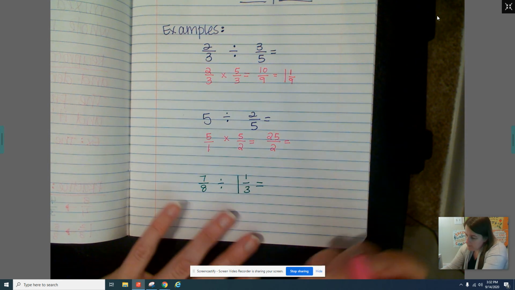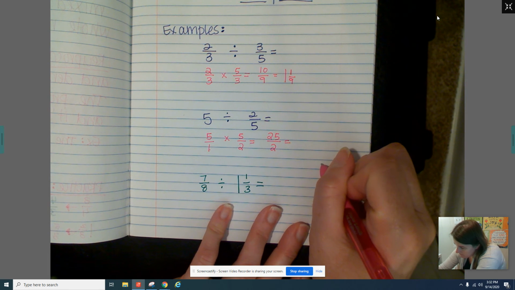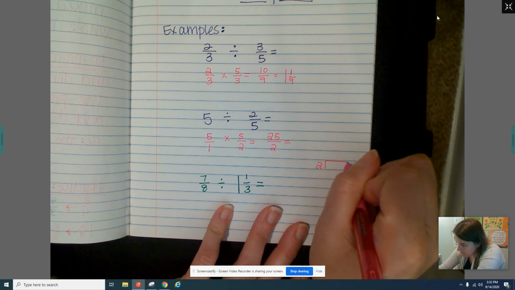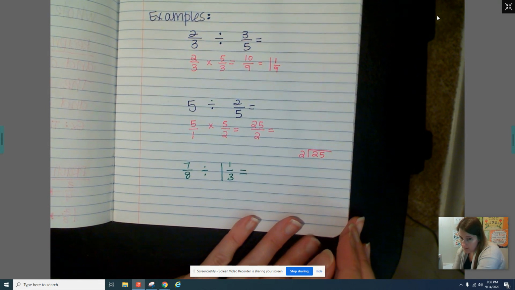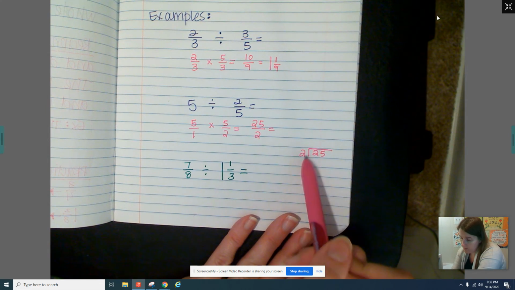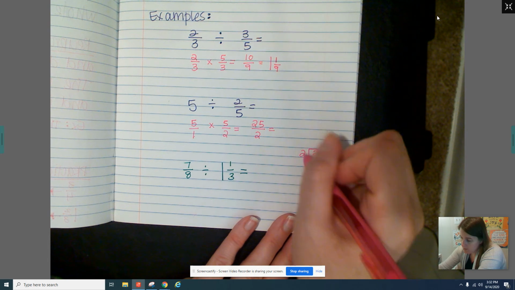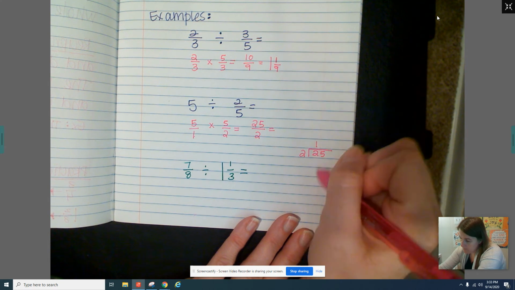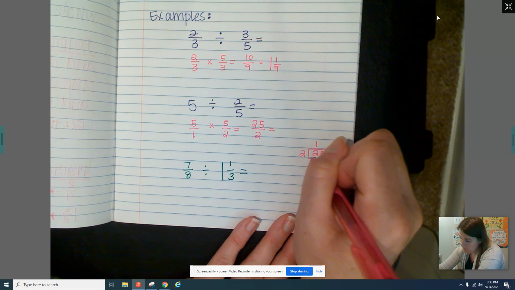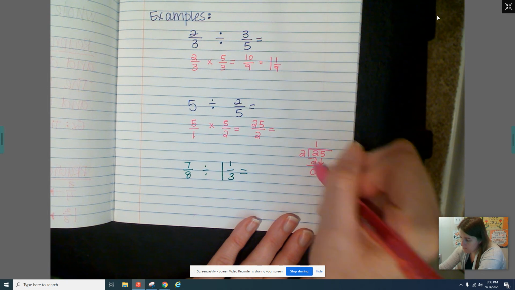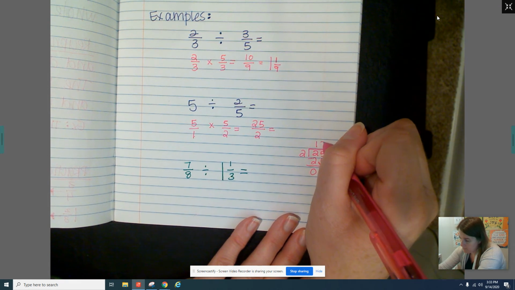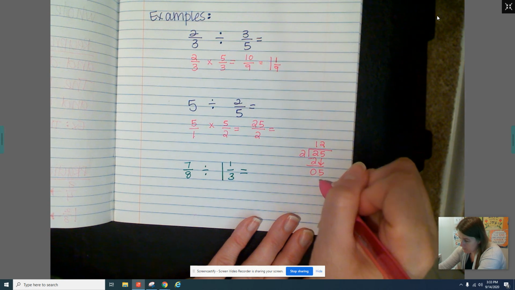Another way that I've seen some people do it that really helps them, so I want to show you multiple strategies, is to turn it into a long division problem, all right? And I'm going to show you how you can take it from a long division problem to a fraction. 2 goes into 2 one time. 1 times 2 is 2. I'll do my subtraction, bring down my 5. 2 goes into 5 2 times.